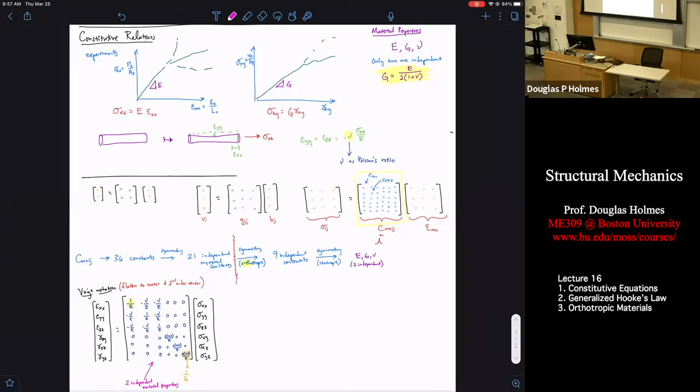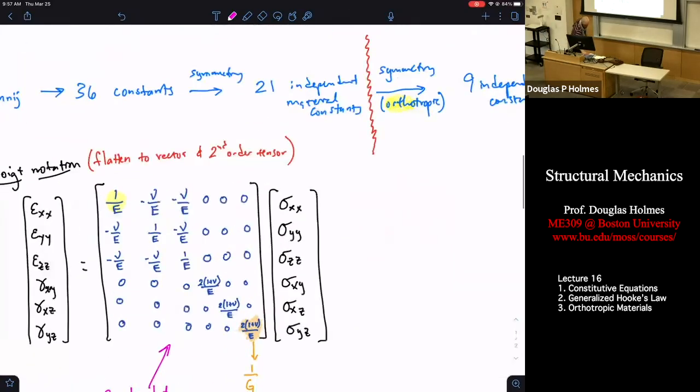Professor? Yes. Would you mind zooming in again on the bottom of the matrix? Yeah, thank you.